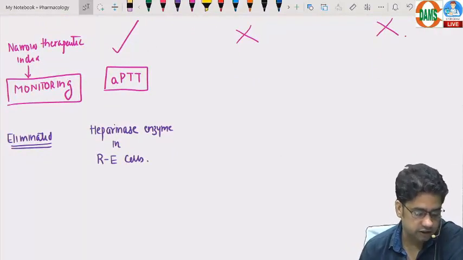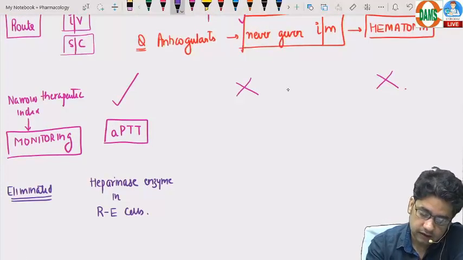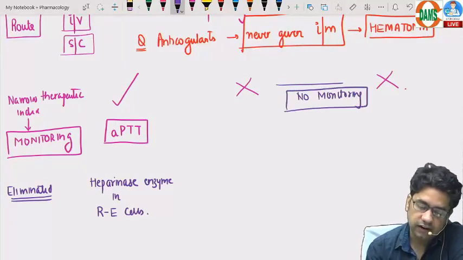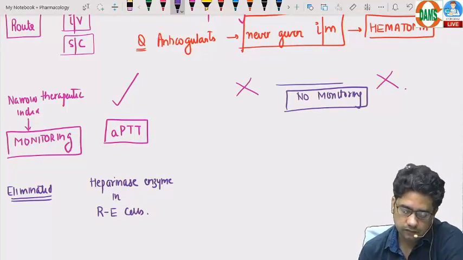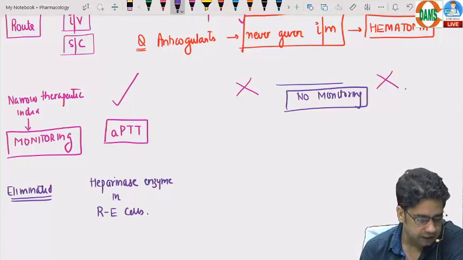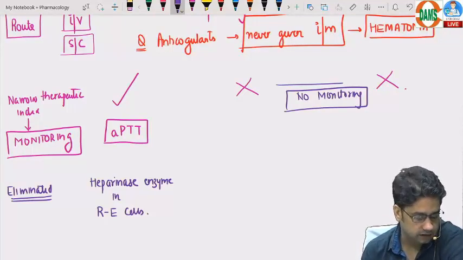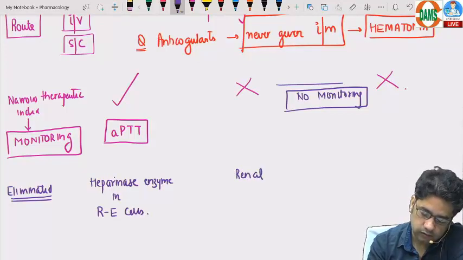Yes, Maria Abbasi ji, low molecular weight and ultra low molecular weight heparin do not require monitoring. So which will be the safer drug? Safer drug will be low molecular weight and ultra low molecular weight heparins. Understood this point? Read the full form of APTT in pathology, activated partial thromboplastin time. Okay? They are eliminated by renal route in urine.